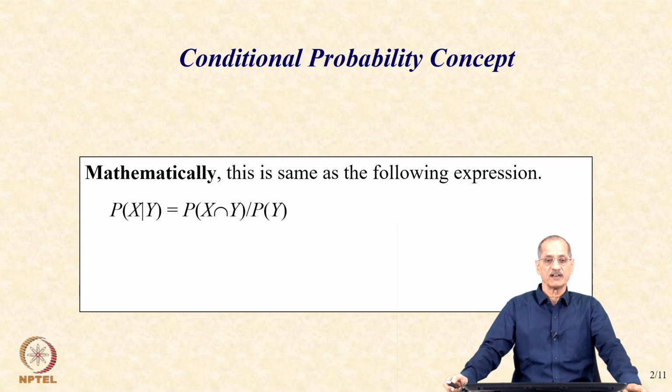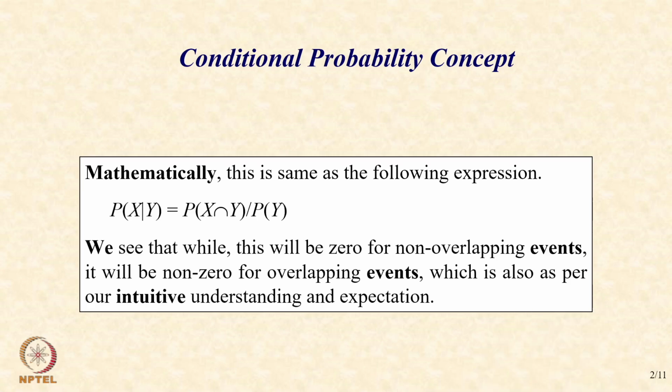So, x intersection y represents that particular segment of our probability calculus where we have overlapping events, which means x and y are now overlapping events, and there is an area which is common, and that common area we want to know how it is in relation to the area of the event y itself. Now, of course, we see that while this would be 0 for non-overlapping events, it will become non-zero for overlapping events, which is also as per our intuitive understanding and expectation.